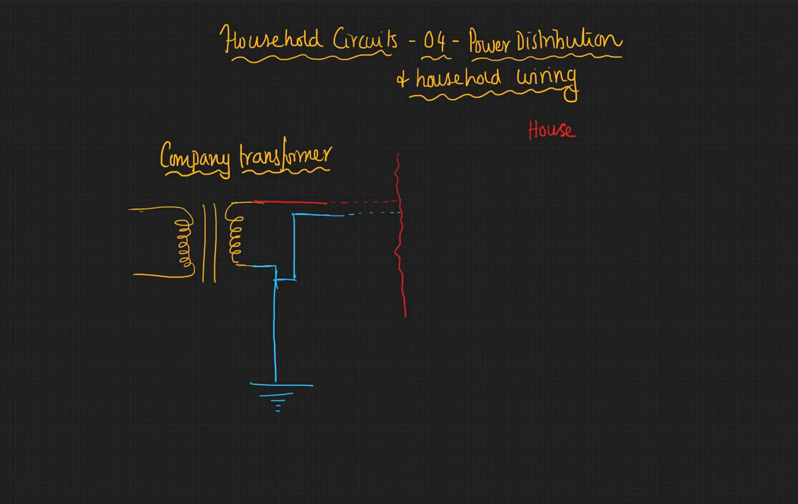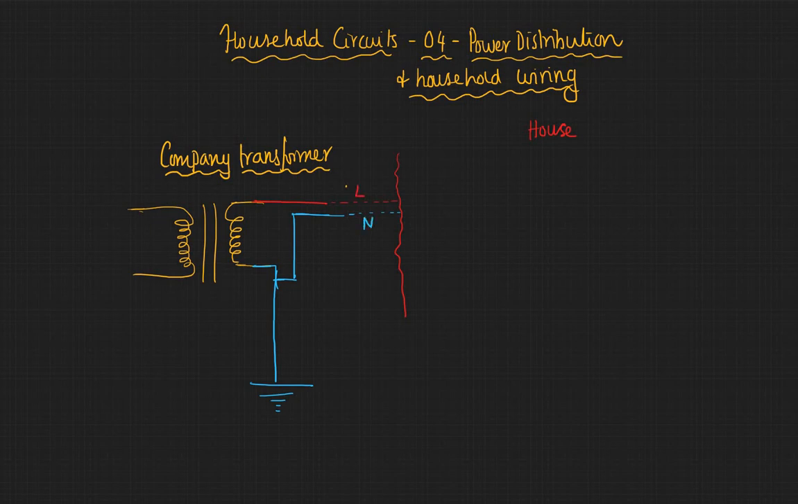So now let's look at how the power comes inside the home. The electricity company transformer supplies the current from the transformer to your individual house. So the two wires that come in are live and the neutral from the transformer. So this diagram represents that.